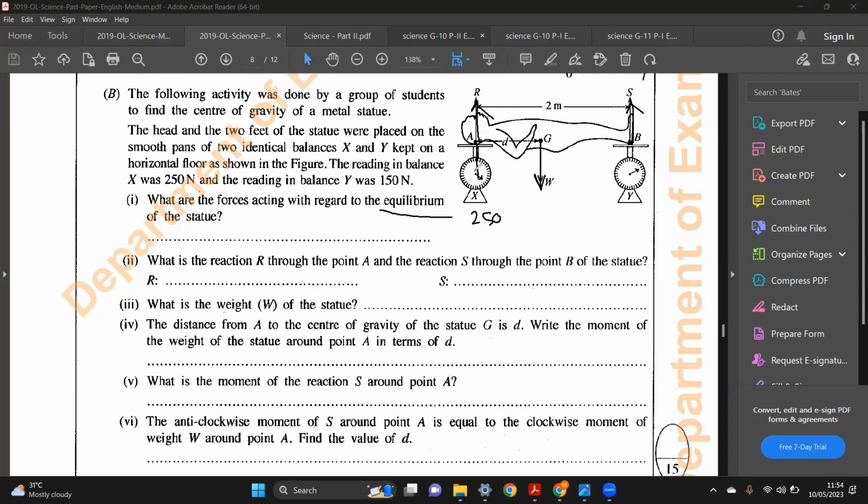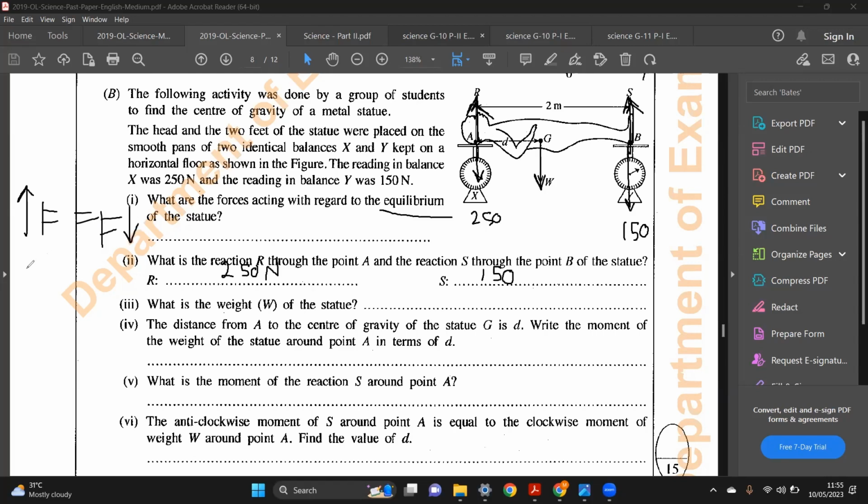Likewise, on this side, they say Y is 150 in the question. Then to balance it out, the upward S is also going to be 150. Okay, then what is the weight of the statue? That is simple. For this entire statue to be at equilibrium, the upward forces should be equal to the downward forces. If I write it down like this, upward forces equal to downward forces.